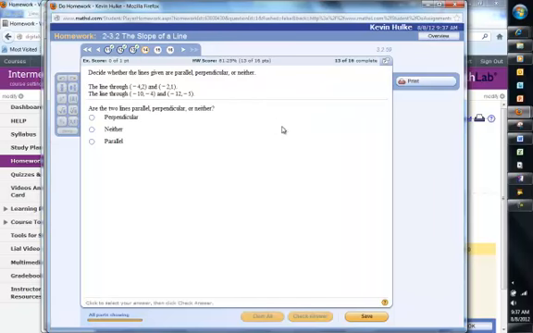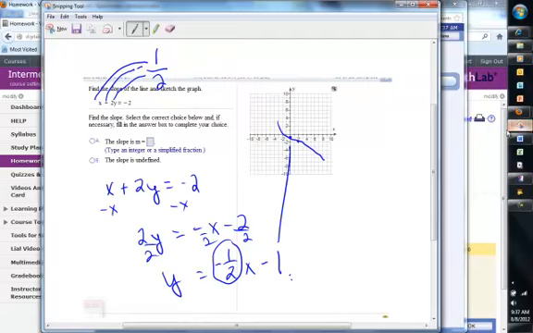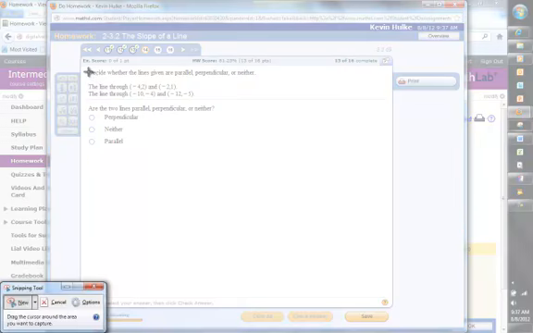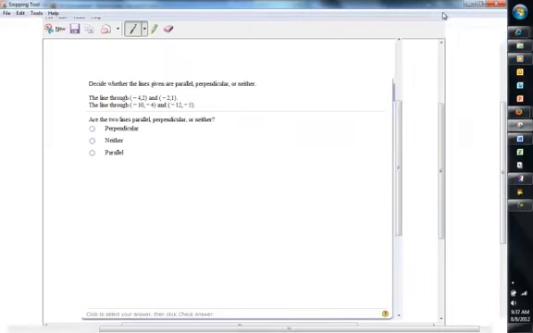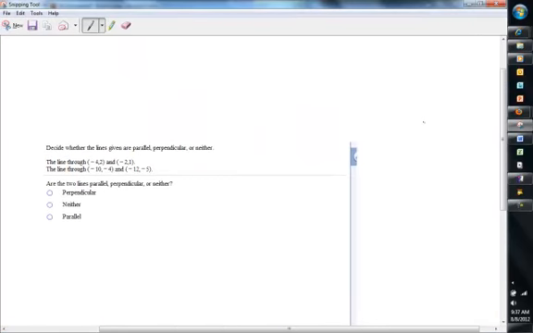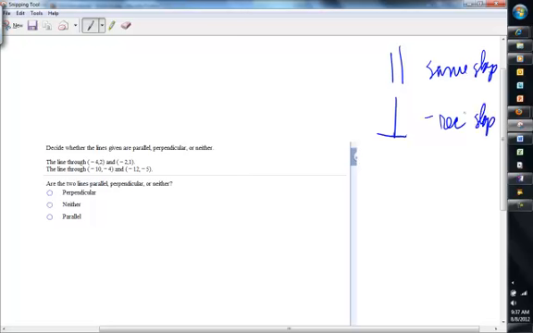Number 15, decide whether the lines are parallel, perpendicular, or neither. Remember that if lines are parallel, maybe you should write this on the side of your notes: if the lines are parallel, they have the same slope. If the lines are perpendicular, they have negative reciprocal slopes. And if neither, then they don't have either of those two.